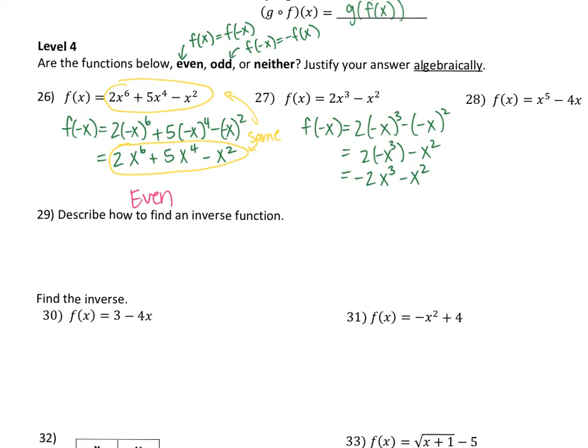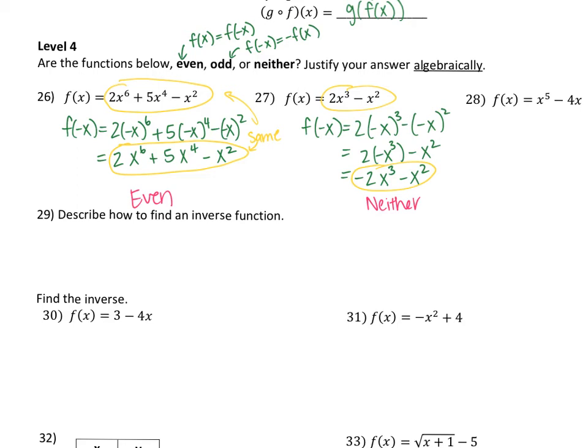And so when I compare my final results, so I'm going to compare this guy with this, I notice that the first term is opposite signs and the same value, so they're both 2x cubed. But the second terms are the same. They're not opposite signs. So the first term is opposite, but the second term isn't opposite. So that tells me that this is going to be neither, because it doesn't fall under the category for even or odd. So they're not the same, they're not opposite, so it's going to be neither.